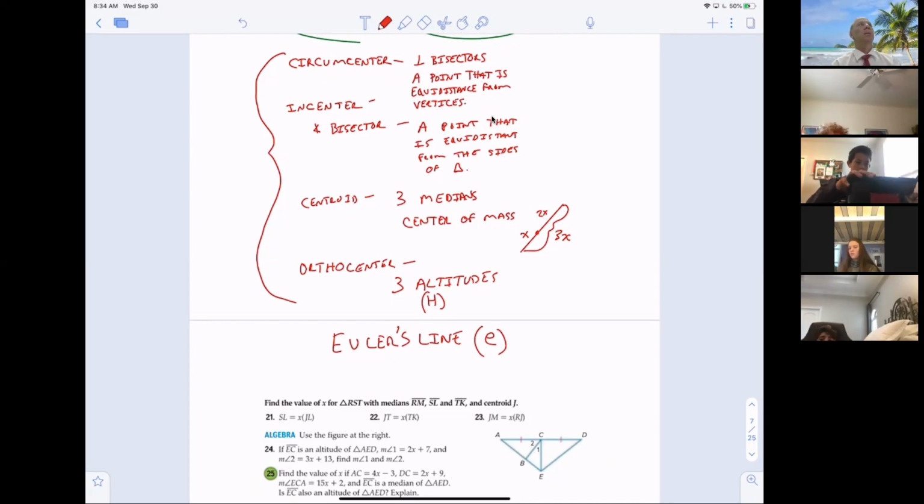Say it again. The height. It's also called the height. All right. The altitude and the height. I think the difference is, believe it or not, the height is the measurement and the altitude is the actual segment. But big deal. So those are the things. That's a good summary of those first 2 sections, guys.